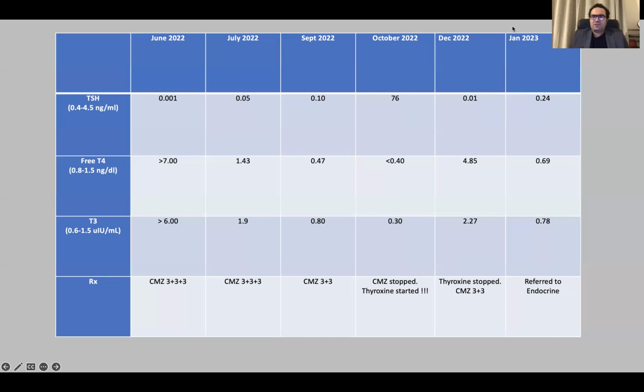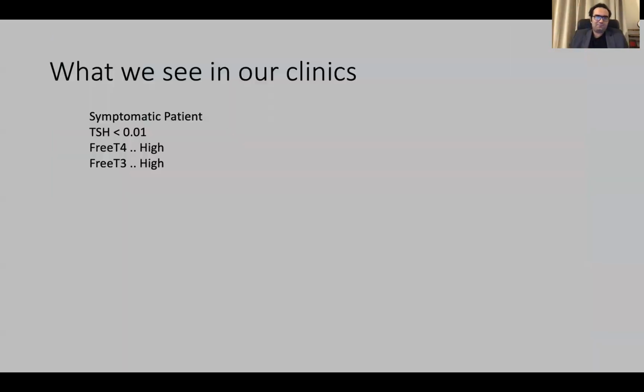And this patient was referred to me in January 2023 with a TSH of 0.24 and free T4 of 0.69. Here carbimazole 3+3 had been started, and I had to reduce the dose actually. So looking at this free T4, I made it 2+0. And then we will follow up after 6 weeks.